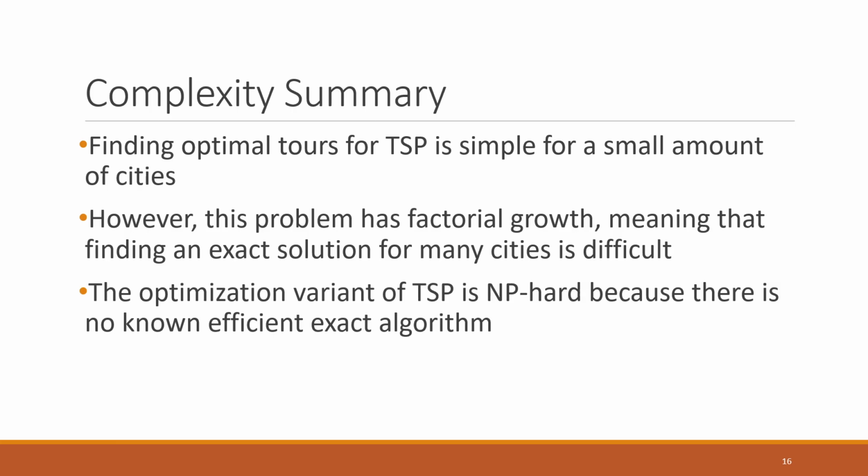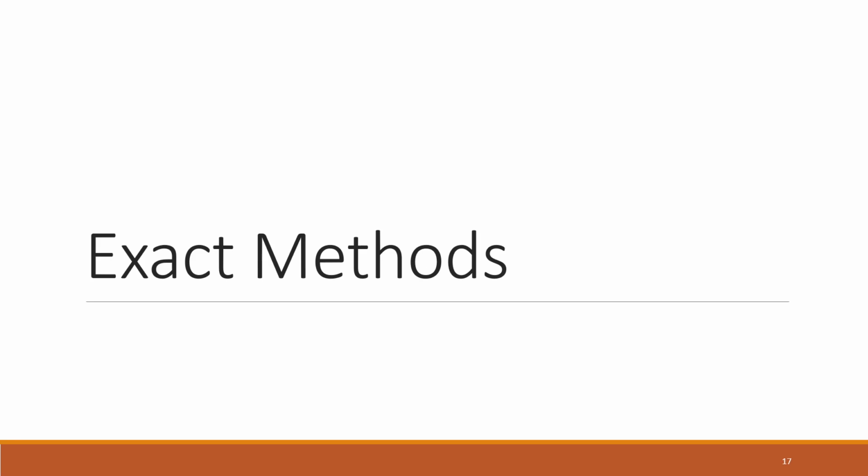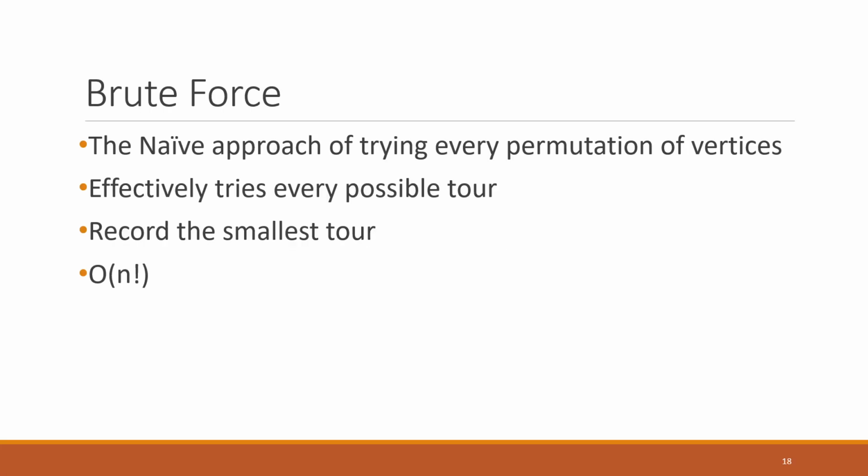So now just a brief summary of what we've learned so far. Finding optimal tours for TSP is simple for a small amount of cities. However, the problem has factorial growth, meaning that finding an exact solution for many cities is difficult. The optimization variant of TSP is NP hard because there is no known efficient exact algorithm. And when I say exact algorithm, what I mean is a procedure that guarantees to find the optimal solution in some finite amount of time. This brings us to the next section, which we will be looking at some exact methods.